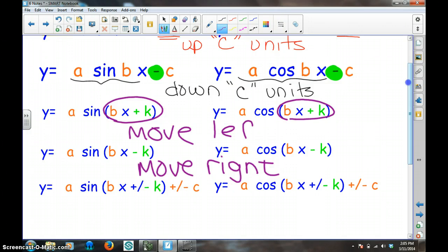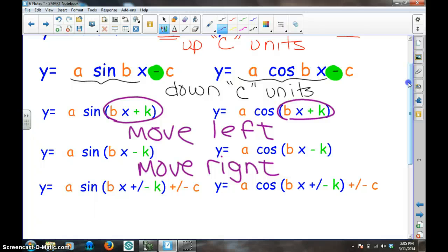So this would be a move left. Does everybody see where I'm getting that from? So the sideways or the horizontal shifts, you move the opposite of the plus minus operation that you see. For a vertical shift, you move in exactly the same direction as it told you to. Plus is up, minus is down.